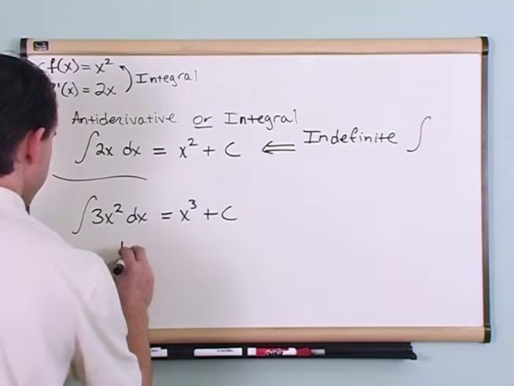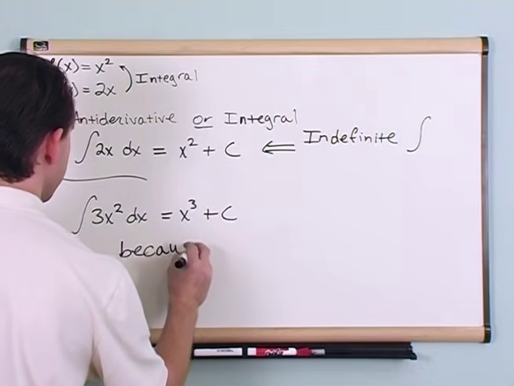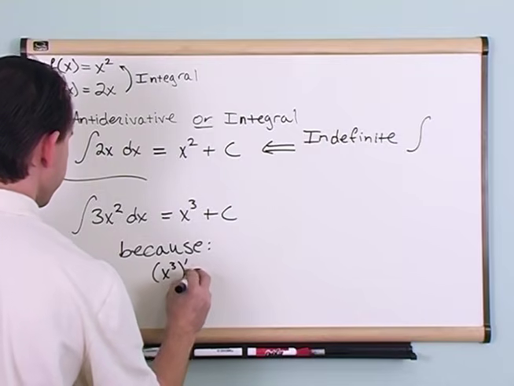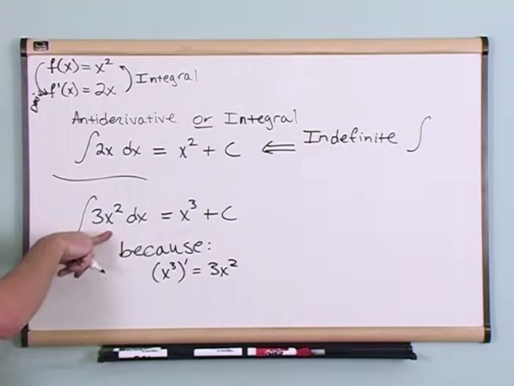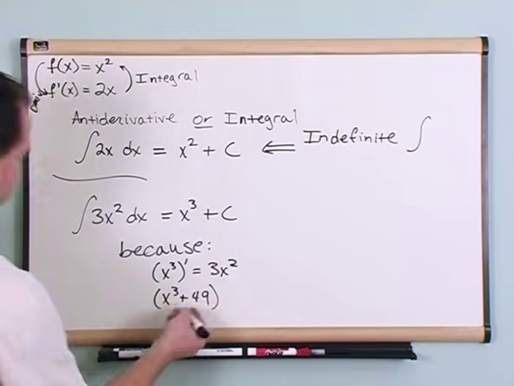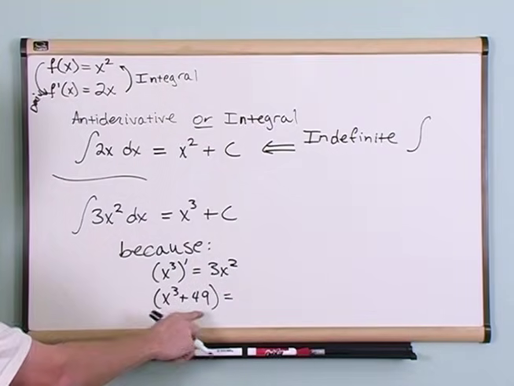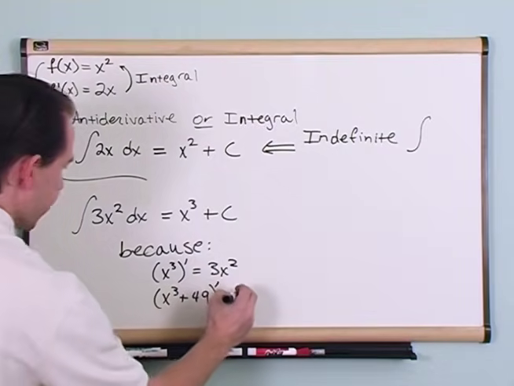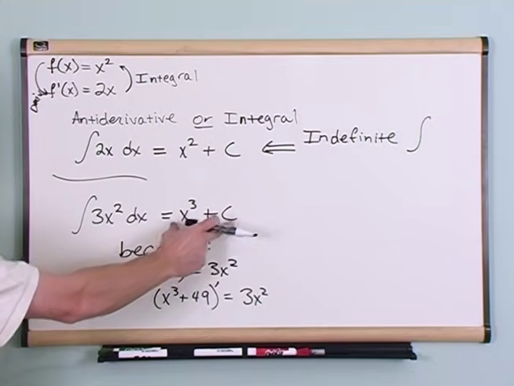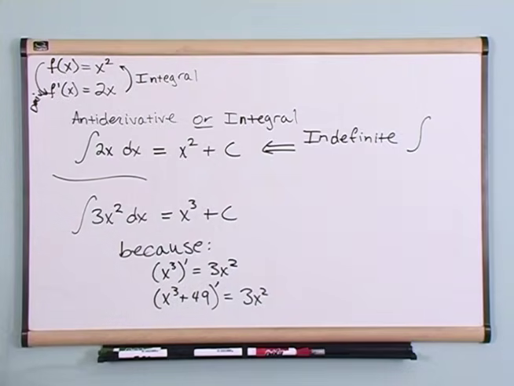The reason is that x cubed, when I take the derivative, gives me 3x squared, which is what I started with. Because x cubed plus 49, for instance, some arbitrary constant, again, goes away when you take a derivative of it. So when I take the derivative, again, I get 3x squared. So the answer to this integral is x cubed plus a constant, precisely because I can take the derivative of this and I get this back. That is the definition of an integral, and that's the most important thing that you need to be familiar with right now.